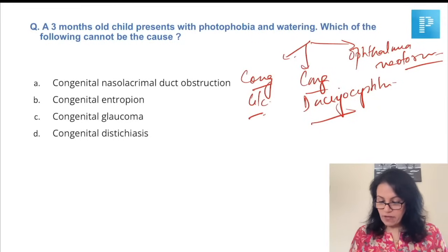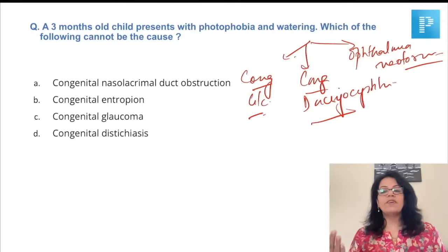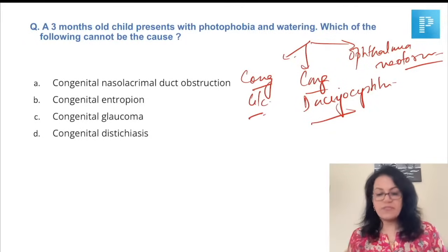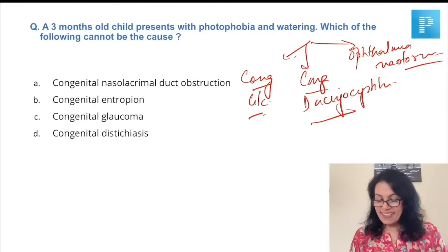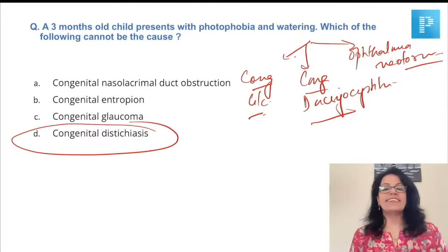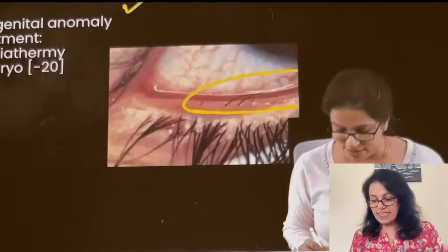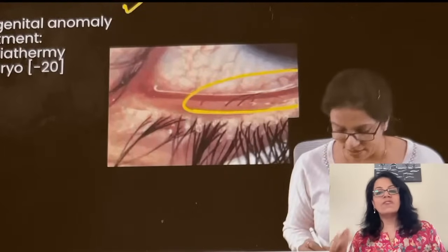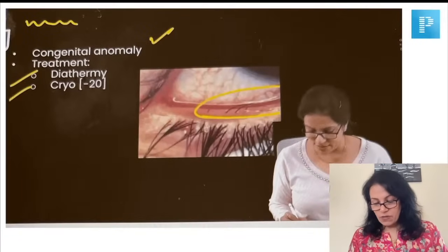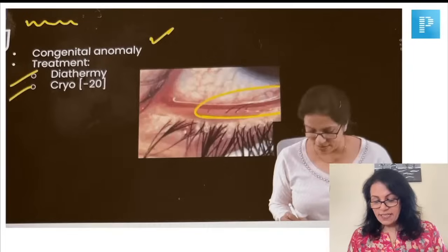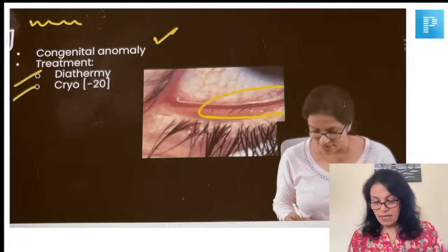Think why? Let's take one by one. NLD obstruction, I've already mentioned. Entropion is going to make the lashes rub on the cornea, and therefore the patient will again have the symptoms of photophobia. What is not there is distichiasis. Did we learn distichiasis? Yes. What is distichiasis? It is a double row of eyelashes, right? So this is the double row. Naturally, this should be removed immediately, or it can later lead to a problem.